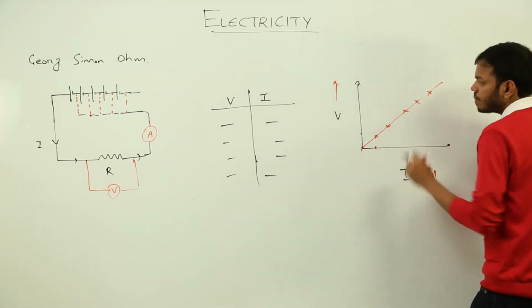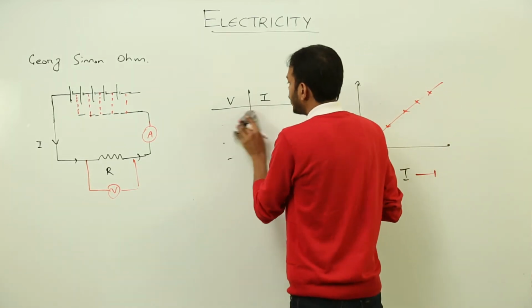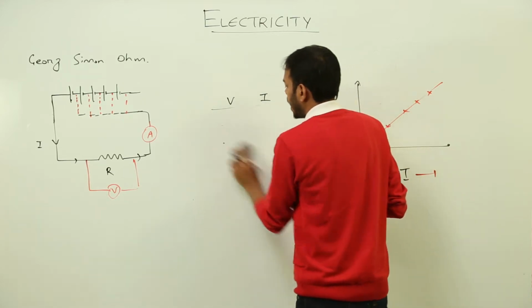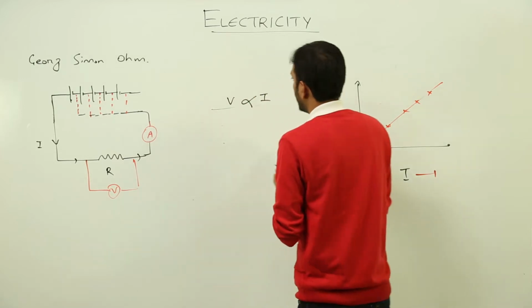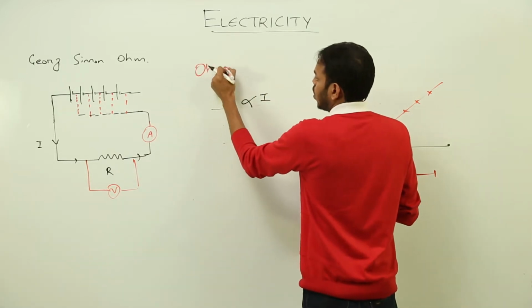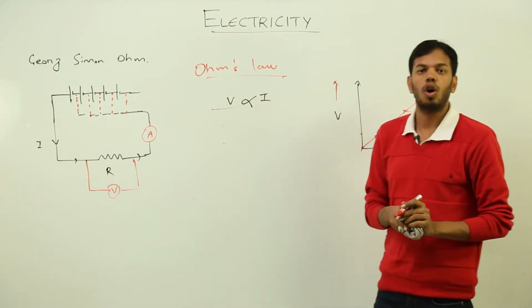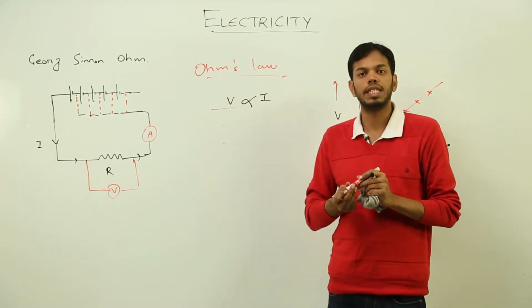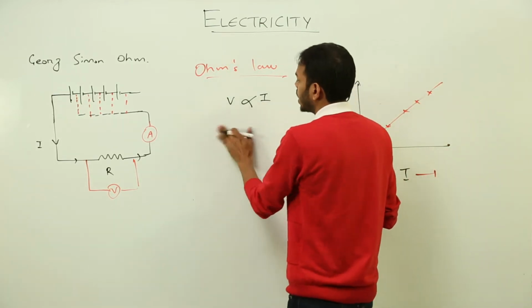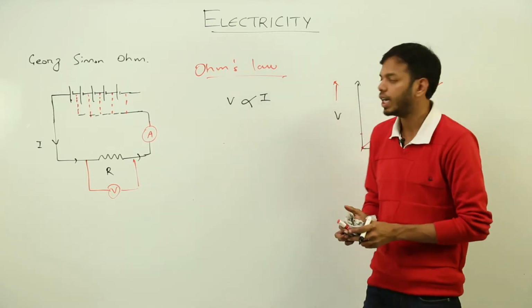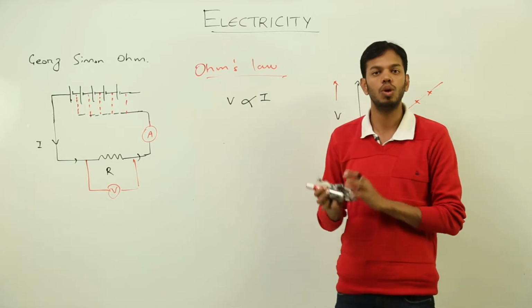What does this straight line represent? This represents that voltage and current are directly proportional. And this whole thing is known as Ohm's law. So what is Ohm's law? At constant temperature, that means if temperature is not changing, potential difference is directly proportional to current flowing in the conductor, or current is directly proportional to potential difference applied across the conductor. Both these statements are right.